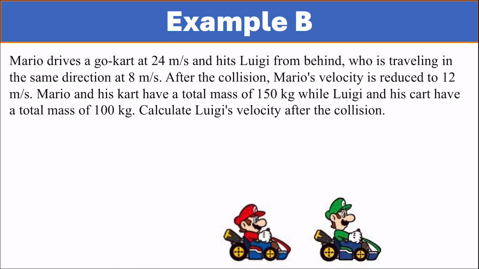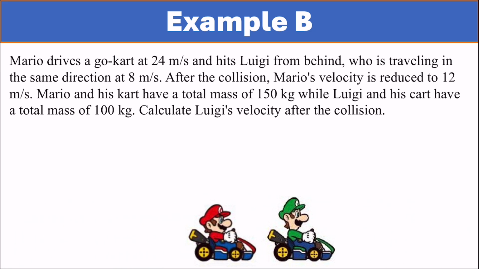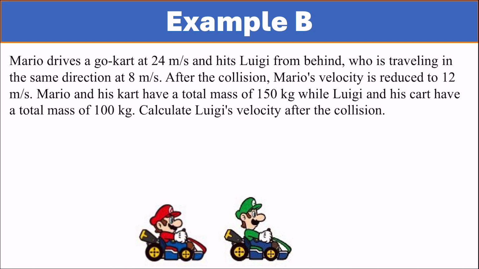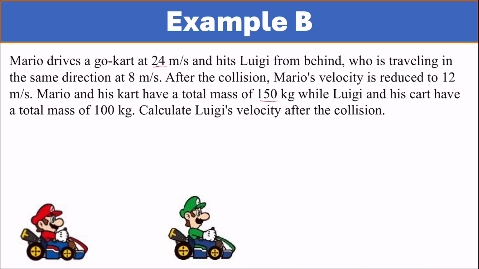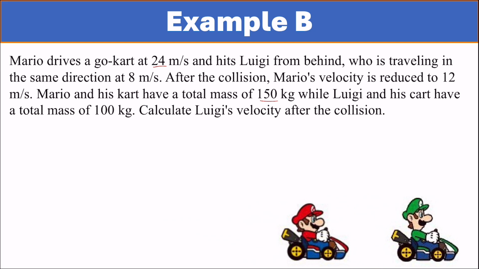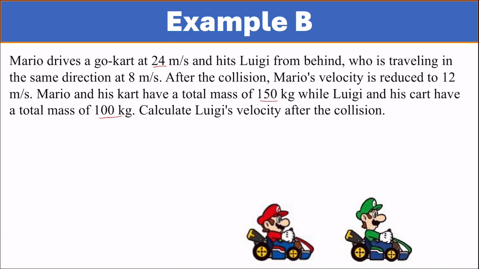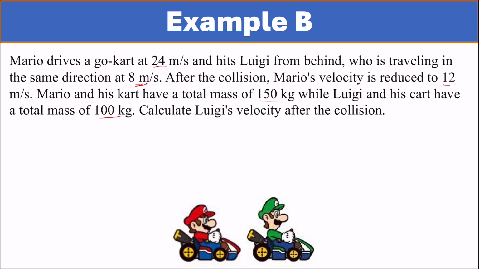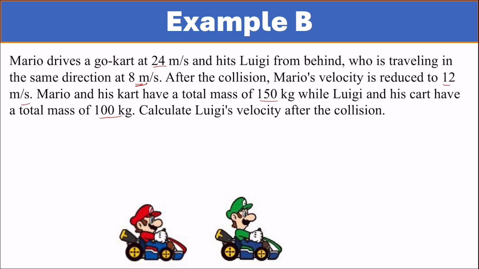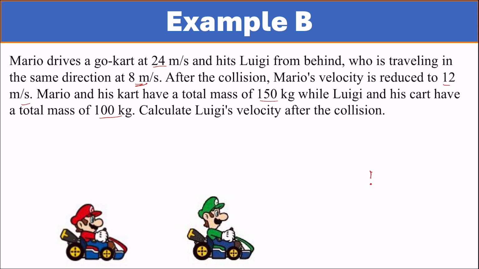Example B still involves Mario and Luigi. In this case, they're driving carts. So Mario is going at 24 meters per second. He has a mass of 150 kilograms. Luigi, who has a mass of 100 kilograms, is initially going slower. And then after the collision, Mario slows down to 12 meters per second. And the question is to find Luigi's velocity after the collision.